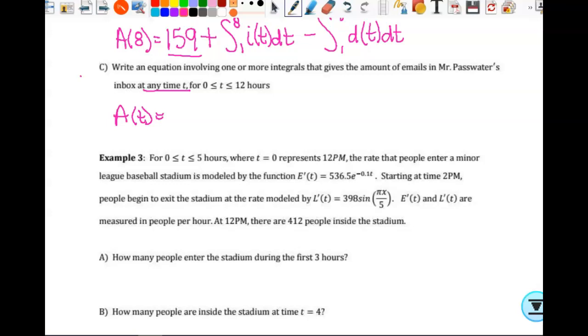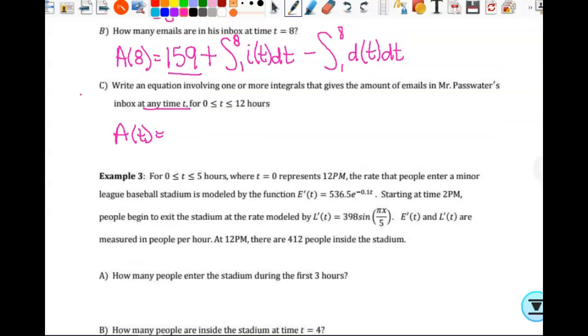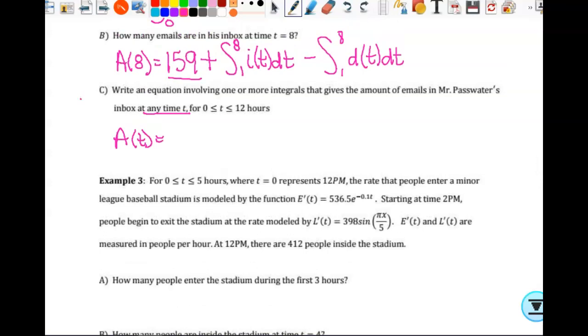So is it going to look very similar to what was in B? Right? We only know one initial amount. We know this 159, right? And to that I'm going to add what's entering, but I don't get to start at 0 because I don't know what t equals 0 is. Whatever happened between 0 and 1 hour has already happened, and this is our result, right? So we're starting at 1. And then I'm going to go to any time t. I don't know what it is. I know t is going to be between 0 and 12, but it's going to be any time t, right?